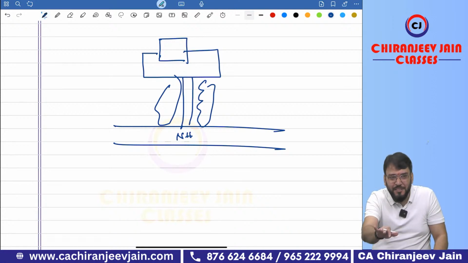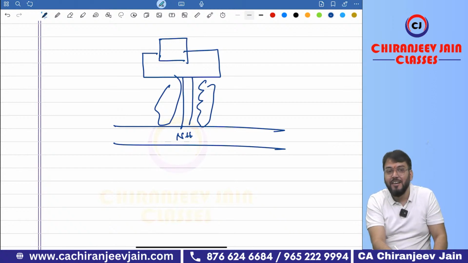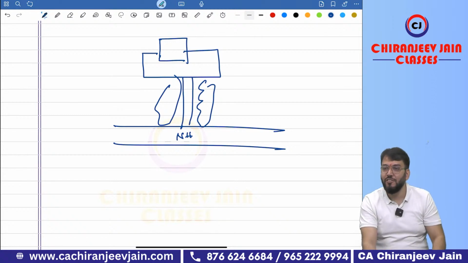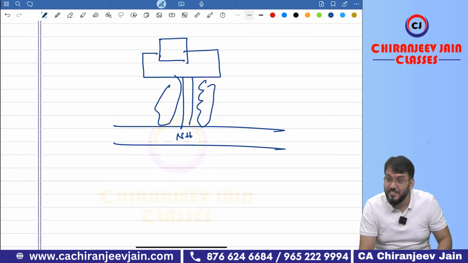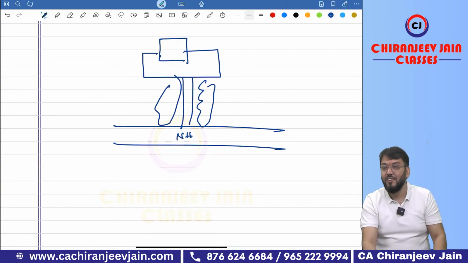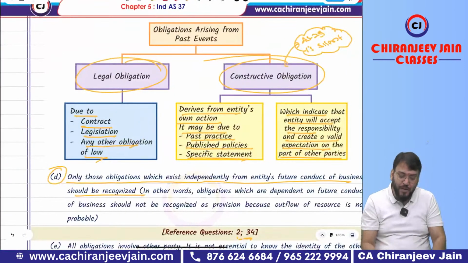So either they will give some statement, or they have a published policy, or they have some past practice of restoring the land or whatever trees they have cut. So tell me whether they have a constructive obligation or not. Yes, it means they need to create a provision if all three conditions are satisfied, even though there is no legal or contractual obligation. So for each and every constructive obligation also, if all three conditions are satisfied, we need to recognize provision. Very important from exam point of view. I'll come to this point again.